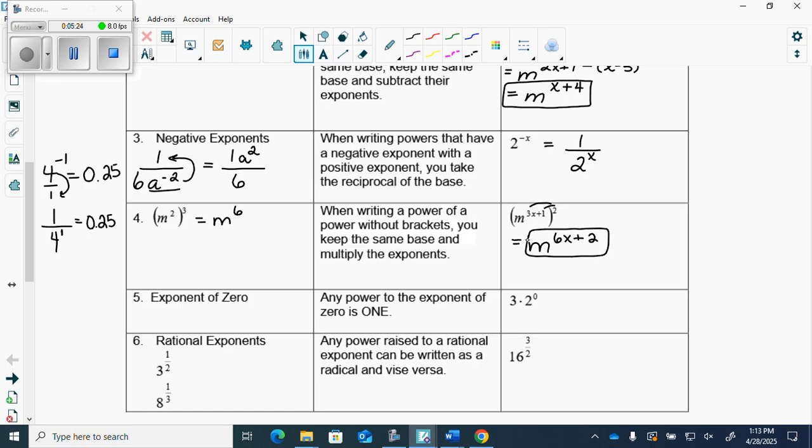What's anything to the 0? 0. Nope. 1. Smiley face to the 0 is 1. So, yeah, anything to the 0 is 1. So we do 3 times 2 to the 0. It's going to be 3 times what? 1. So it equals 3.